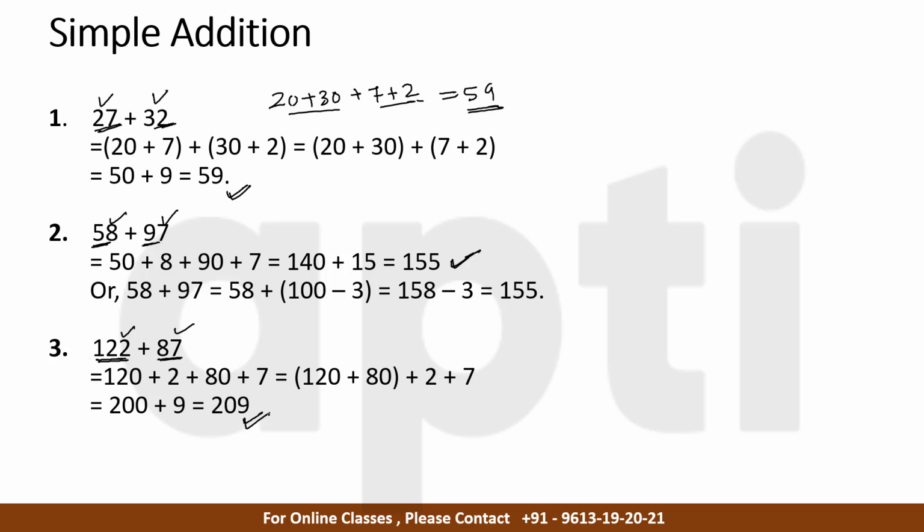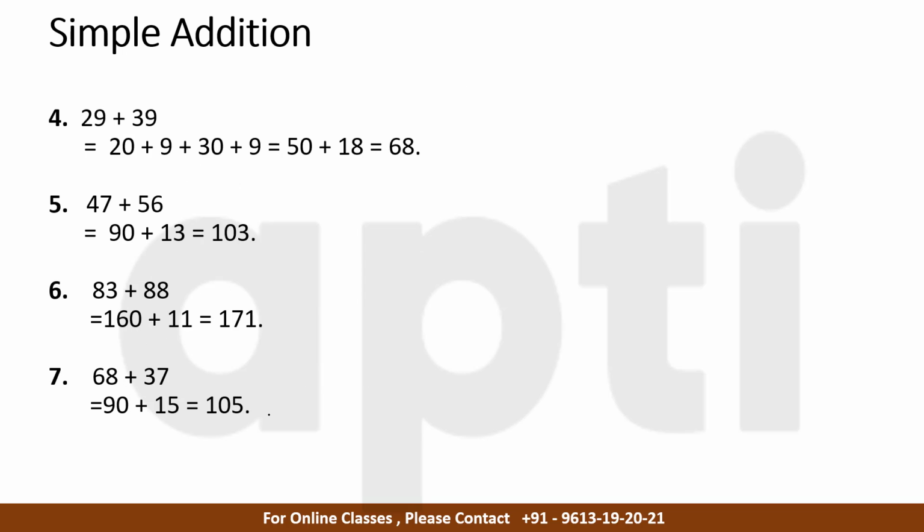So just consider every number to the nearest multiple of 10, right? Nearest multiple of 10. Okay, next one. This is 29 plus 39, so 20 plus 30 is 50 and 9 plus 9 is 18. So 50 plus 18 is 68, right? Again, this is 47 plus 53. 40 plus 50 is 90 and this is 13. So 90 plus 13 is 103, right? So this is 80 plus 80 and 8 plus 3. So 80, 80, 160, 8 plus 3 is 11. So 160 plus 11 is 171, right?